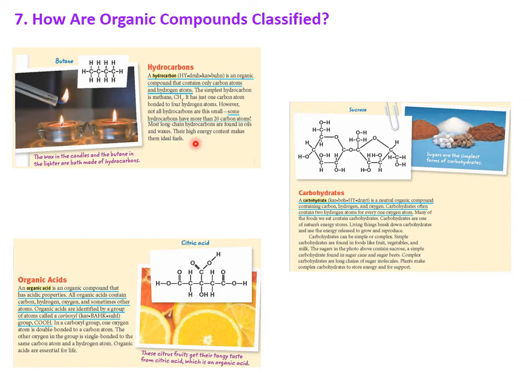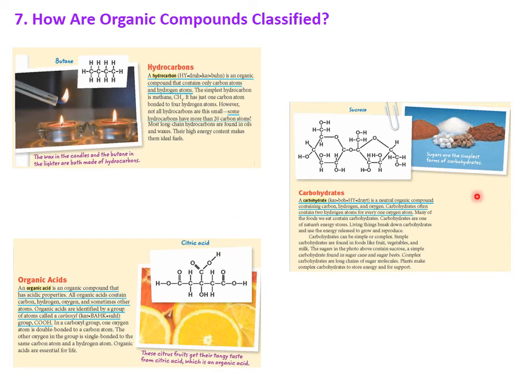It has just one carbon atom bonded to 4 hydrogen atoms. However, not all hydrocarbons are this small. Some hydrocarbons have more than 20 carbon atoms. Second, we have the organic acids. An organic acid is an organic compound that has acidic properties. All organic acids contain carbon, hydrogen, oxygen, and sometimes other atoms. Organic acids are identified by a group of atoms called a carboxyl group, COOH.